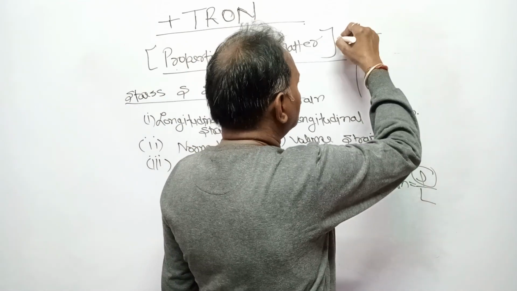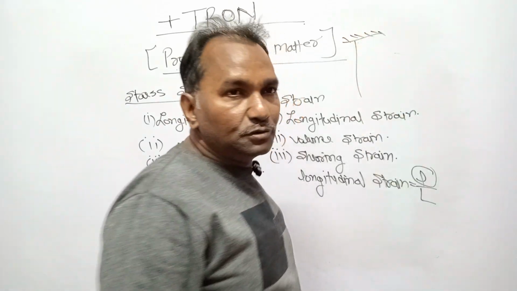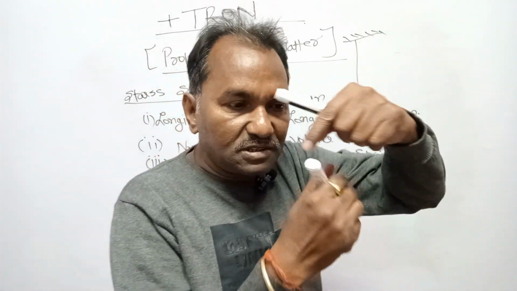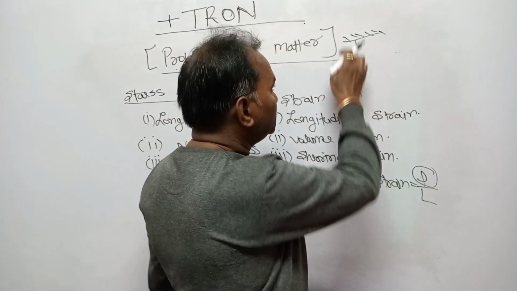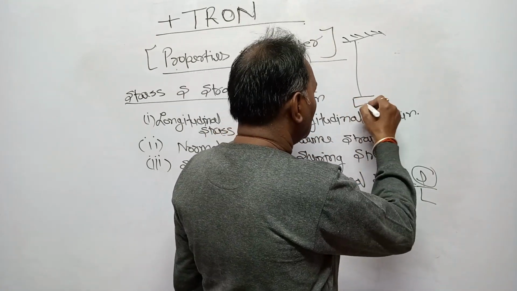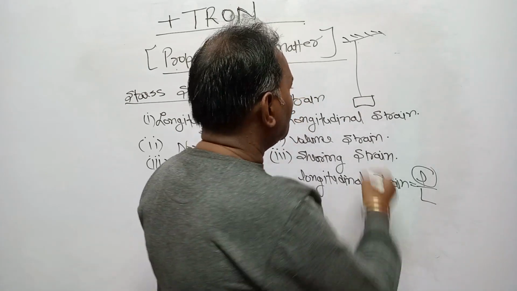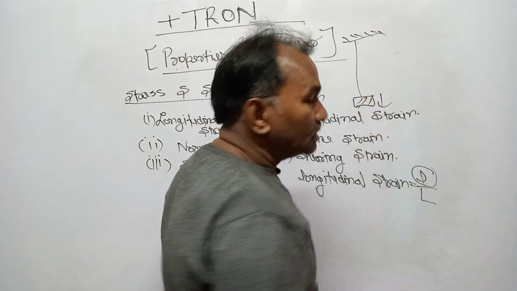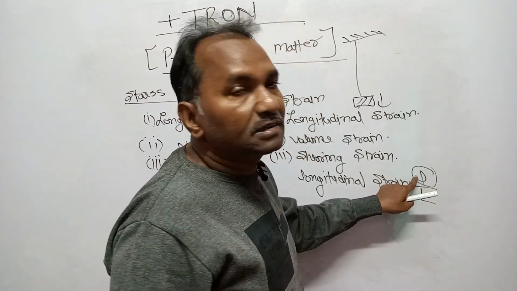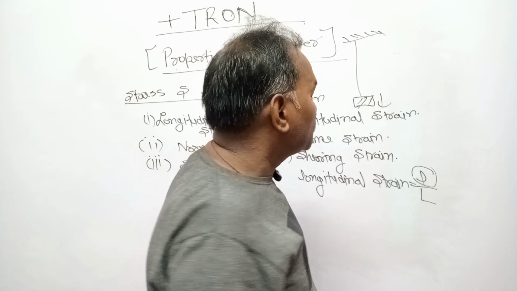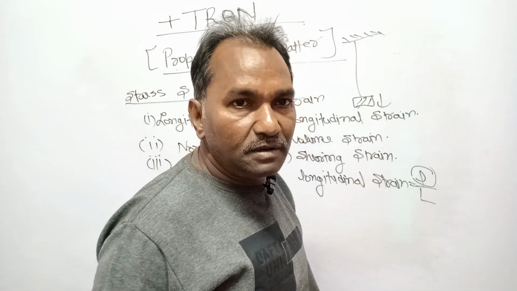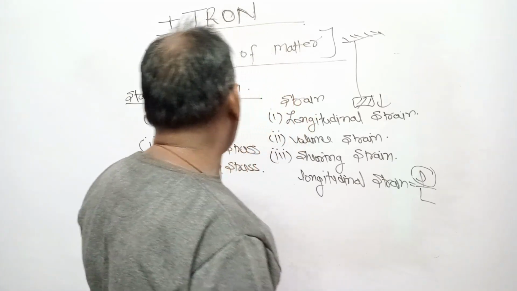This is a wire having a uniform cross sectional area. The cross section would be circular like this, from here to here it is a uniform wire, and here our load is hung. If the load is hung, then its length will increase. Let the increase in length be small l, whereas the original length was capital L. Then the longitudinal strain will be small l divided by capital L.